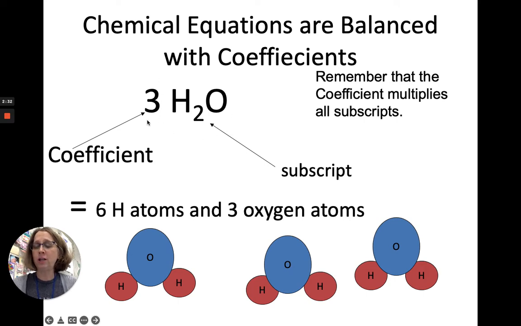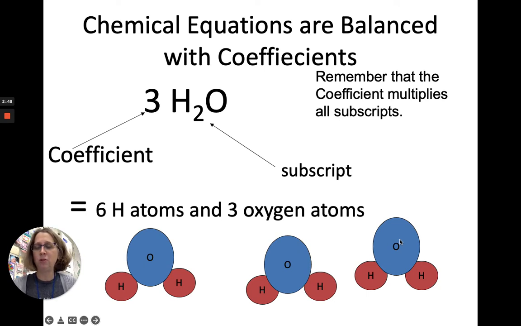Now the coefficient in front is what we actually use for balancing, and it just represents how many of these particular formulas, how many of these particular molecules we have. So if we have 3 H2O, that means that we essentially have 3 separate water molecules.